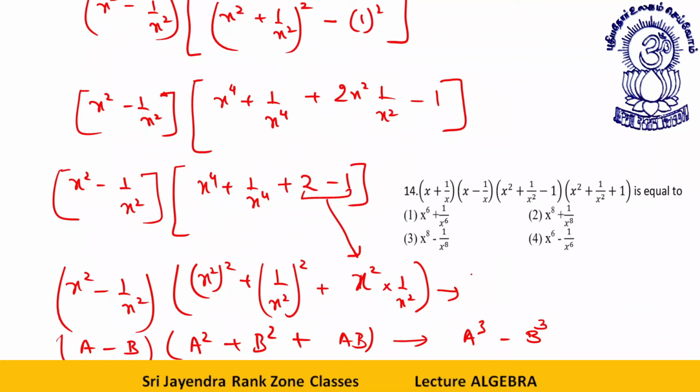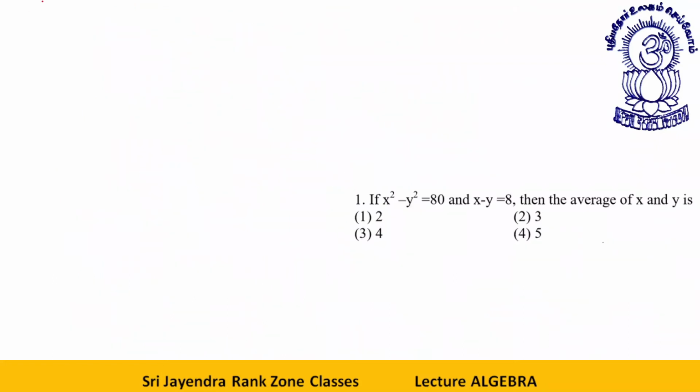Okay, dear students. So your answer will be (x²)³ − 1/(x²)³, or that will be x⁶ − 1/x⁶. So this is your answer. x raised to power 6 minus 1 by x raised to power 6. This is your answer. Clear to all? The next question now.